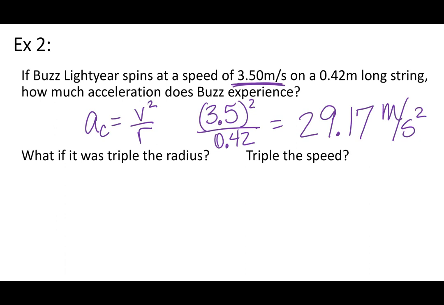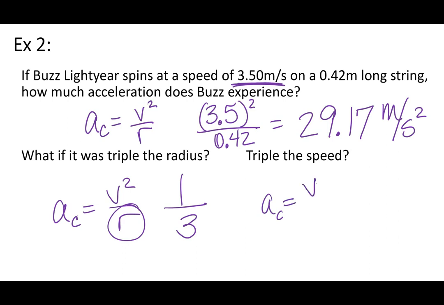The way that these work with triple the radius, triple the speed is actually just like with force. And so if it's triple the radius, then we will put 3 on the bottom. So triple the radius would be a third of the acceleration, and triple the speed would be 3 squared, which is 9. And that's it.